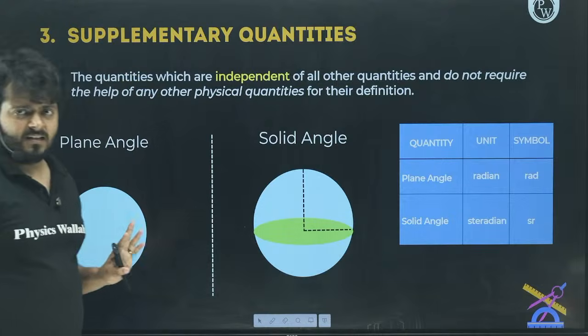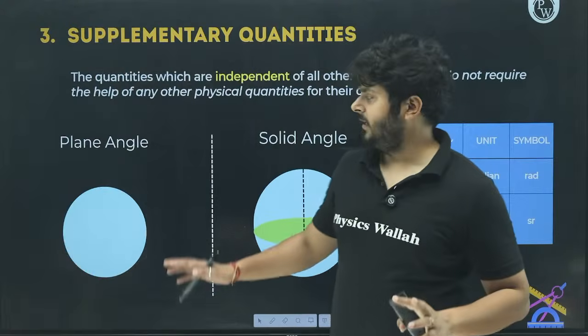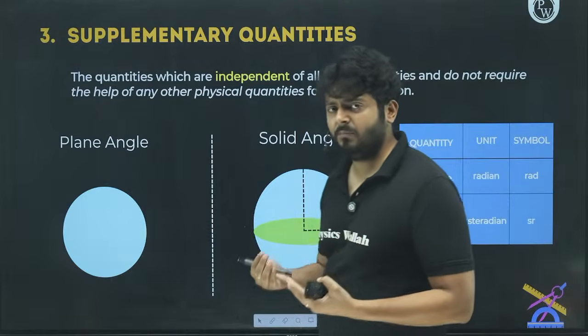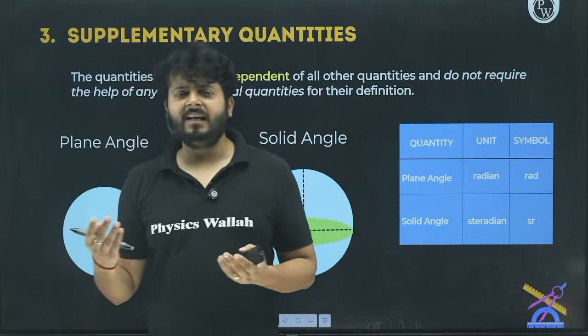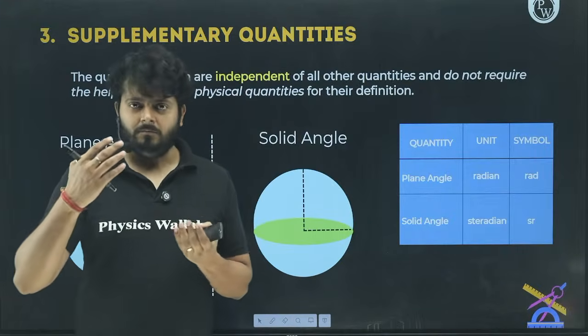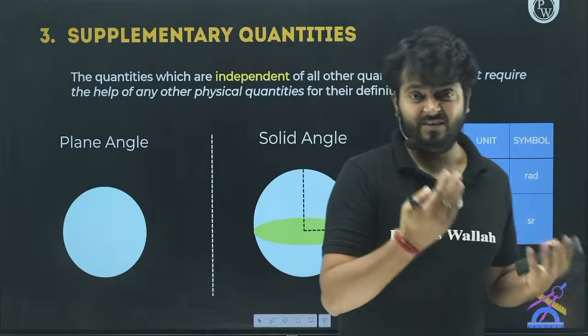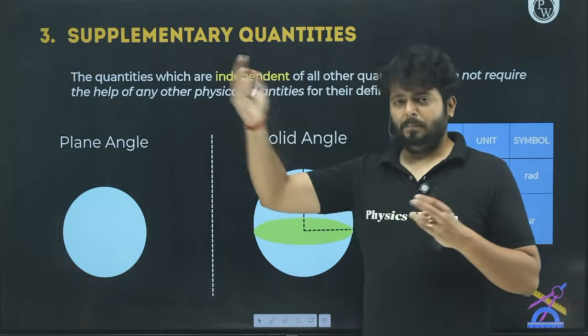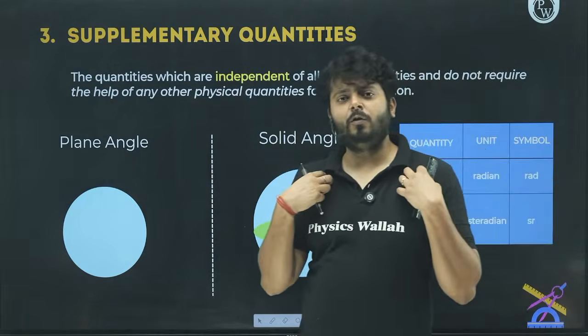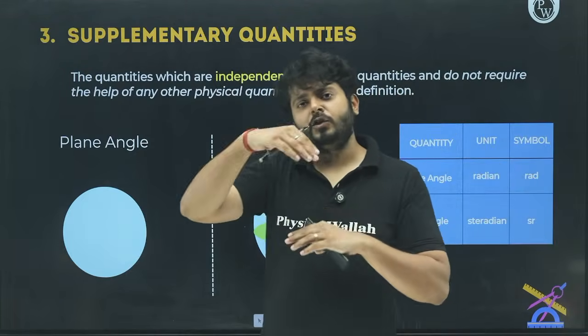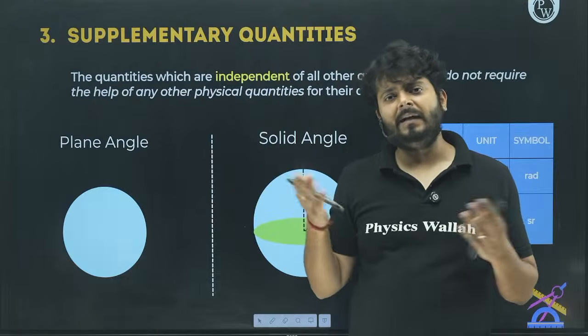Supplementary quantities are ratios. These two quantities, plane angle and solid angle, are ratios. For example, I take the ratio of my mass to the mass of a heavyweight champion. My mass is in kilogram, his mass is also in kilogram. So the ratio will be kilogram upon kilogram. It has no units, right?